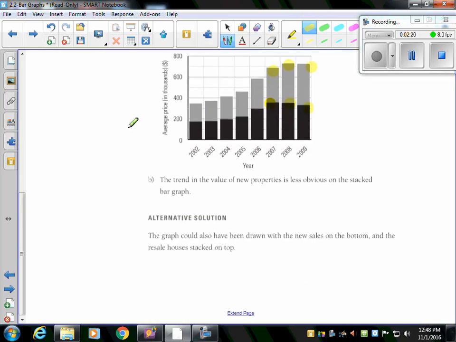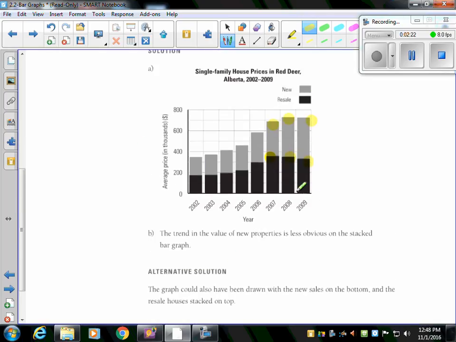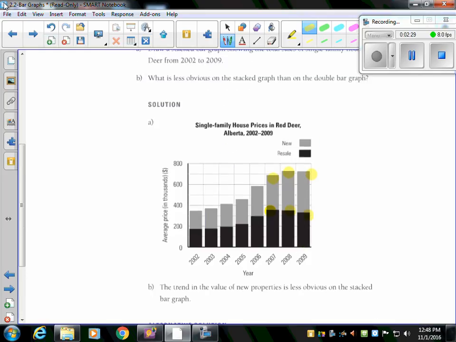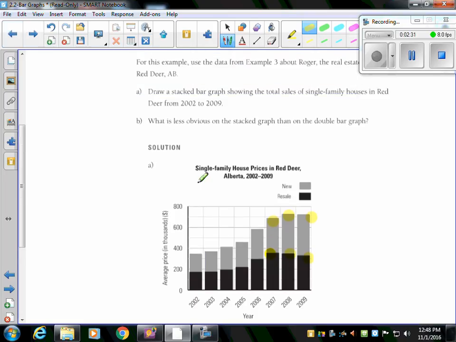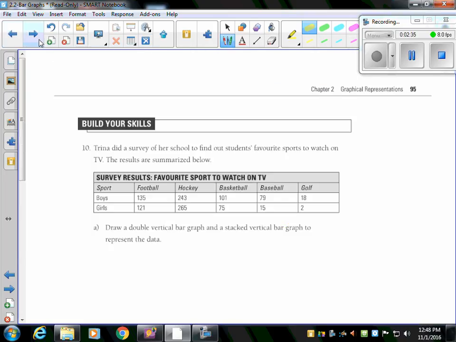Okay. You could also graph it where the new was on the bottom and the resale was on the top, but then the resale would be hard to see some sort of trend. So when they're stacked, sometimes it's harder to see the trend of things that are stacked on top.